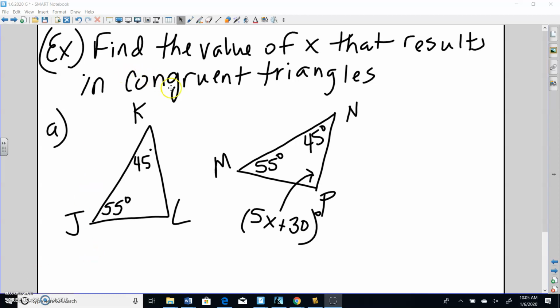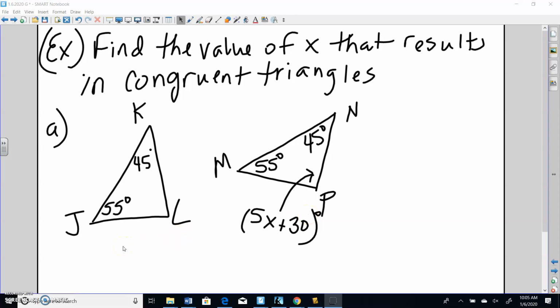Okay, so we want to find the value of x that results in these triangles being congruent. So we have triangle, we could call this JKL, and we have triangle MNP. Let's first identify what, because the x represents an angle, right? So let's match up our angles.